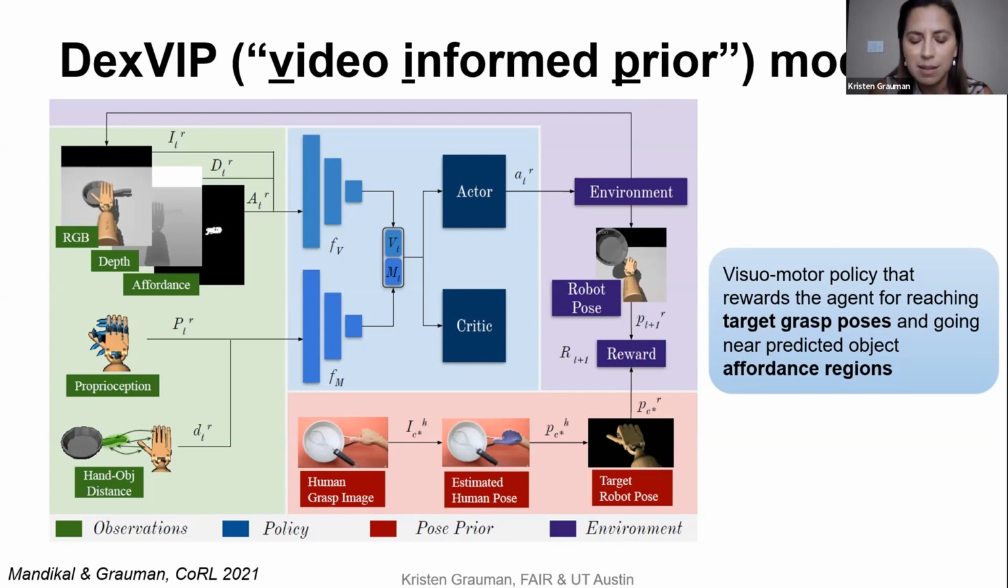And that reward, the key for what I'm showing you now, is augmented by what's in that red box, this pose prior. Okay, so here's where the visual stuff comes in to influence the action, because we're going to say you get a reward for getting the object off the table, but you also get a reward if you are using a hand pose that is human-like. You also get a reward if you are grasping near or touching the visual hotspot affordance regions. Okay, so here's where that video informed prior, or VIP, comes in for our DexVIP model.